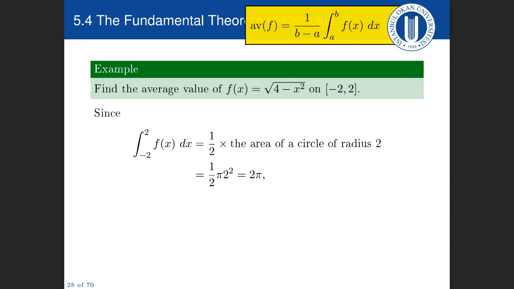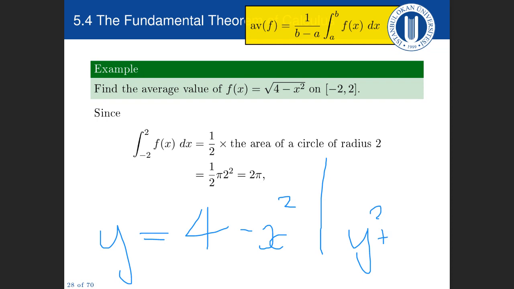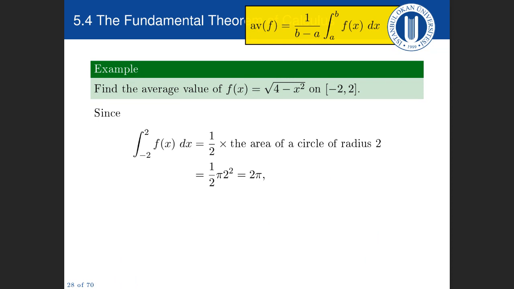But there's a shortcut here. Because the square root of 4 minus x squared, y is equal to that, is the same as y squared plus x squared is equal to 4, or 2 squared. So we have a circle of radius 2. Actually, we have the top half of a circle of radius 2. So this integral must be a half multiplied by the area of a circle of radius 2. This integral must be equal to 2 pi.